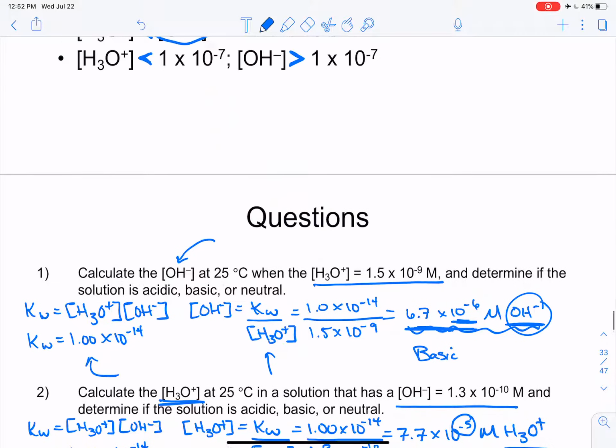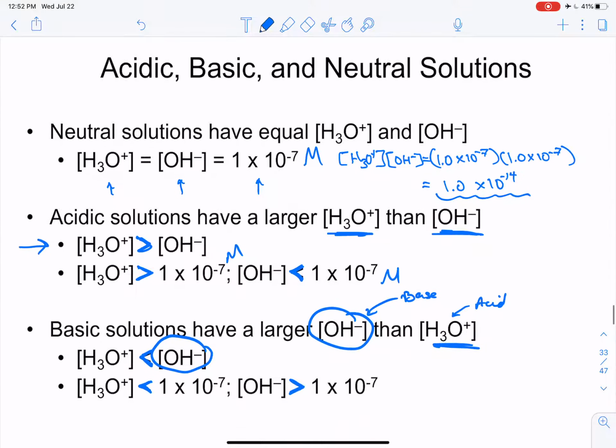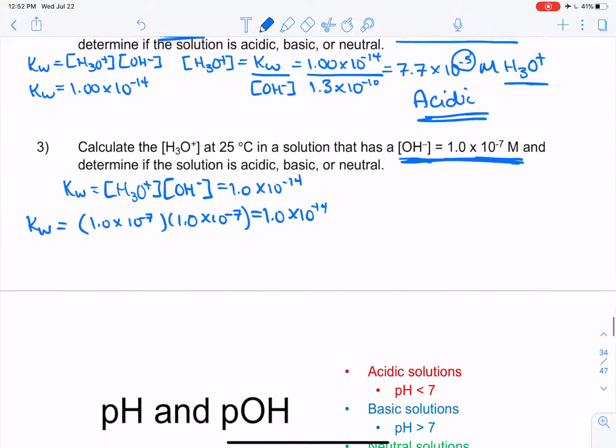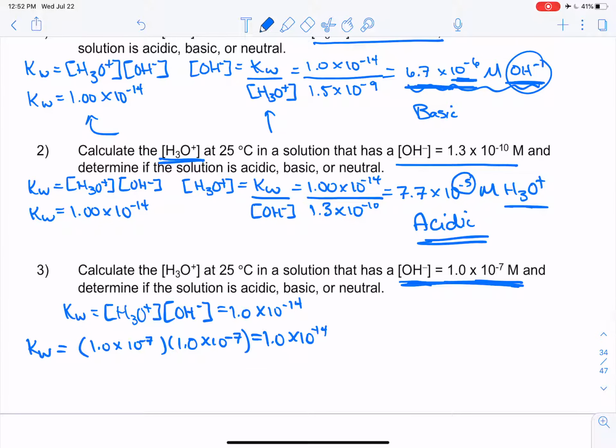It's going to be 1.0 times 10 to the negative 7. And we saw that back here. In neutral solutions, they both have a concentration of 1.0 times 10 to the negative 7. And that's going to end up being 1.0 times 10 to the negative 14 when we multiply them together. So both of them are 1.0 times 10 to the negative 7. So if we want to officially write the answer, you can also put that on the end if you feel like you need to be super specific.